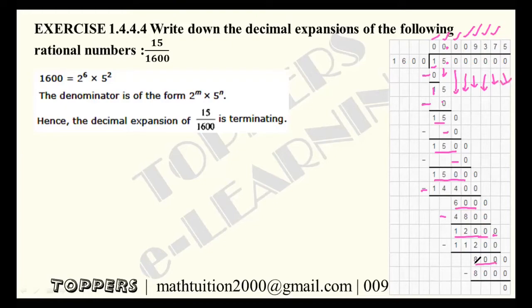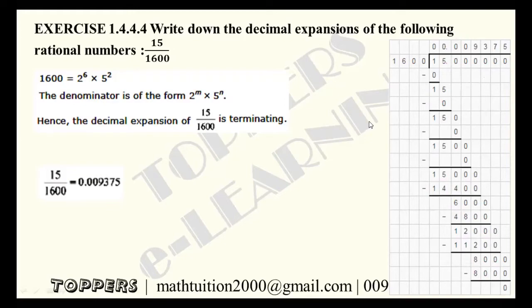Bring next 0 down. So we have 8,000. In 8,000, how many times? 1,600 goes 5 times. 5 times 1,600, exactly we are getting 8,000. So we end up with the remainder 0. So the division process completed. It is terminating. Okay. So 15 by 1,600 decimal expansion is terminating. That is equal to 0.009375. Fine. So let us go for the next question.